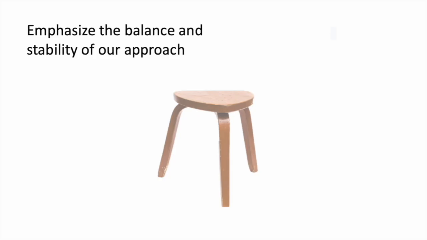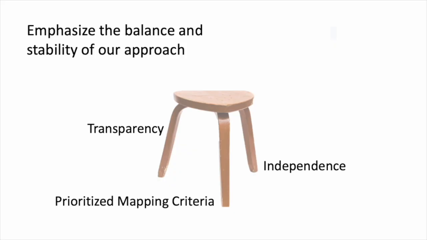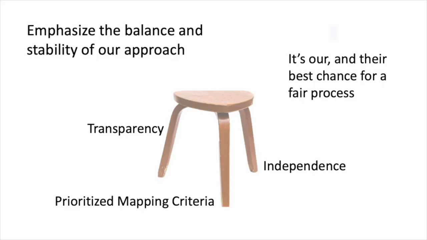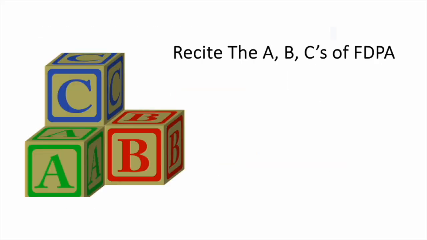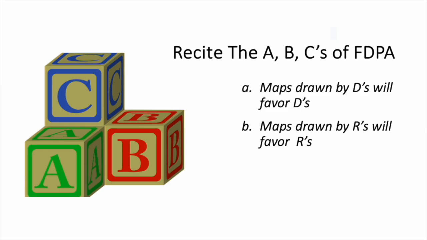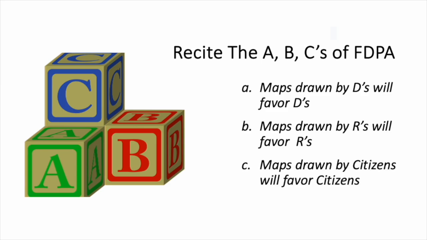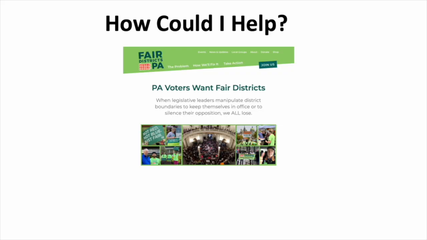We'll emphasize the balance and stability of our processes. That includes what I talked about before: commission independence, transparent public process, prioritize mapping standards. It is our and their best chance for a fair process. At Fair Districts, one of our mantras is the ABCs of redistricting. Maps drawn by Democrats are going to favor Democrats, those drawn by Republicans will favor Republicans, and maps drawn by citizens will favor citizens.